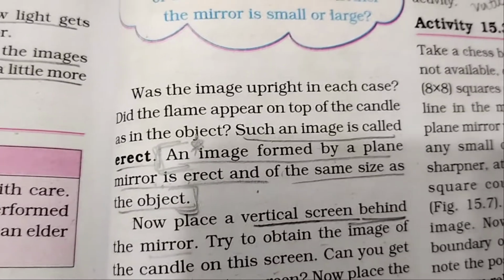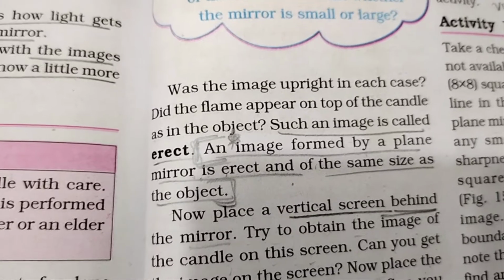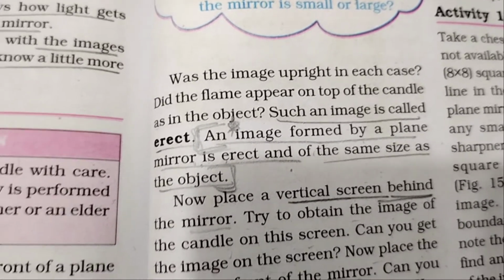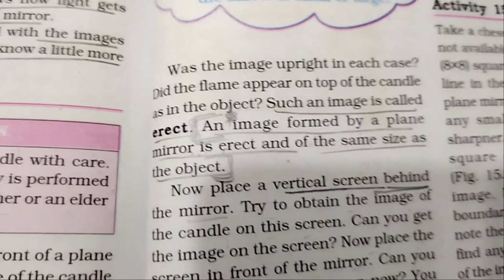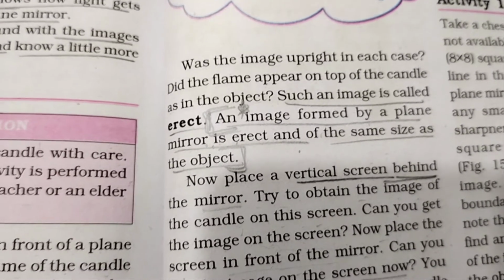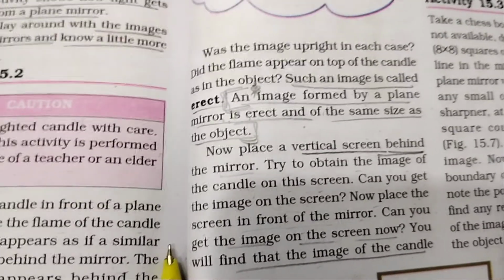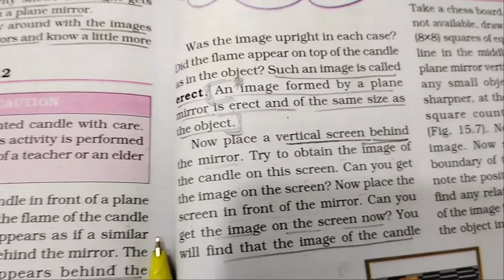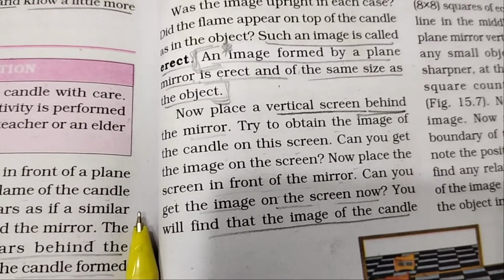So was that image upright in each case? क्या वो सीधी थी, बिल्कुल upright थी? Did the flame appear on the top of the candle only? क्या flame ऊपर ही था? ऐसा तो नहीं था कि inverted image बनी है? No. So such an image is called an erect image, which appears upright and same in object position. So an image which is formed by the plane mirror is erect and of same size as that of the object. You can now place a vertical screen behind the mirror.